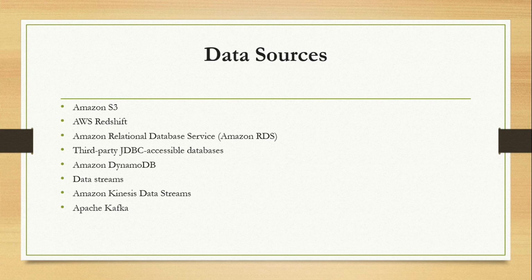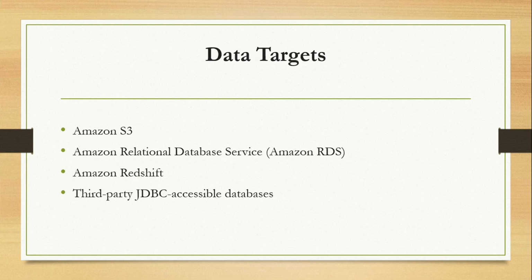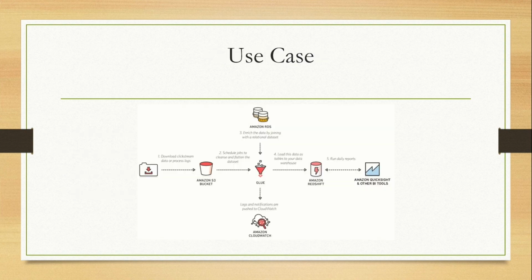So let's go into the data sources. AWS S3, Redshift, RDS, third-party JDBC, DynamoDB, Amazon Kinesis data streams, and you can even connect to Apache Kafka and read the data. Targets. After doing the transformations, you can write your data into Amazon S3, RDS, Redshift, or any third-party JDBC accessible databases.